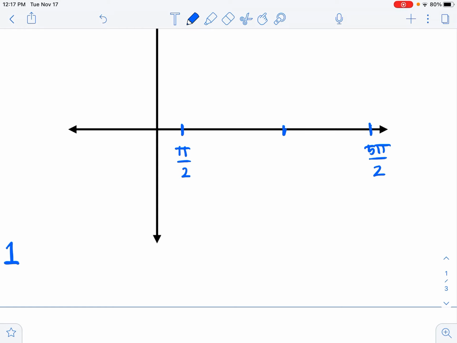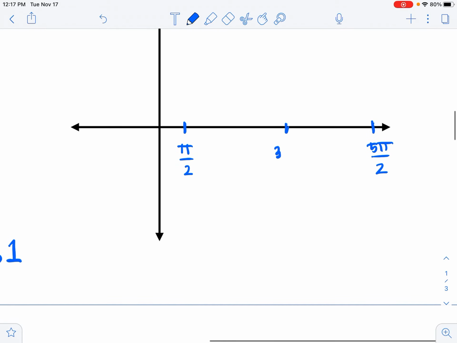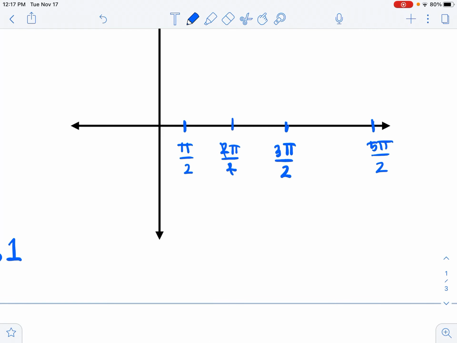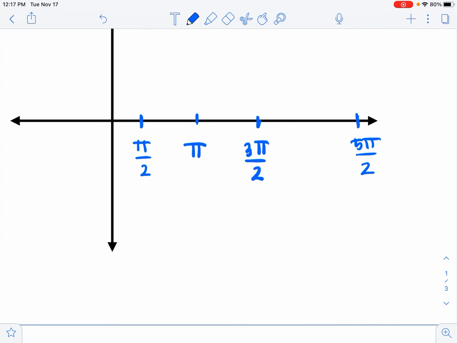Okay, so I need to know what's directly in between pi over 2 and 5 pi over 2. I think this one is just easy to think about. 3 pi over 2 is directly in between those two. All right, now I need to know what's directly in between 1 pi over 2 and 3 pi over 2. That's 2 pi over 2. But we're not going to leave it as 2 pi over 2 because it's simplifiable. These 2's cancel out. So I'm going to say that pi is directly in between those two.